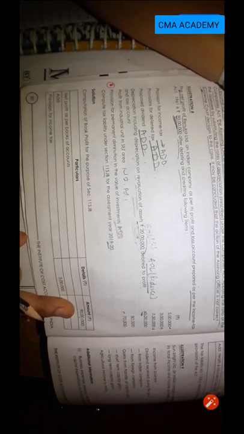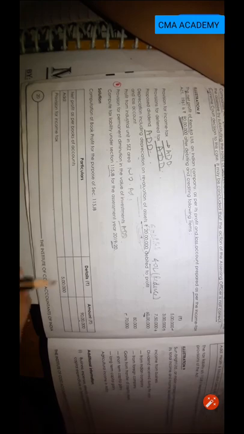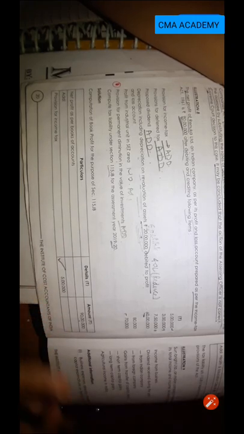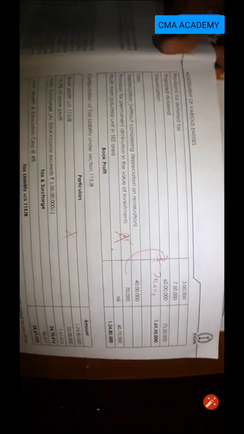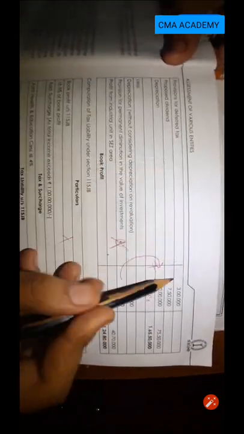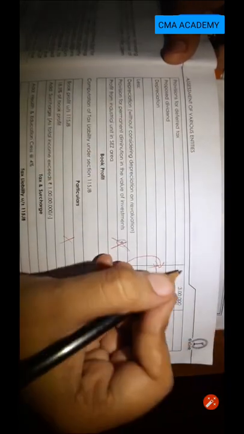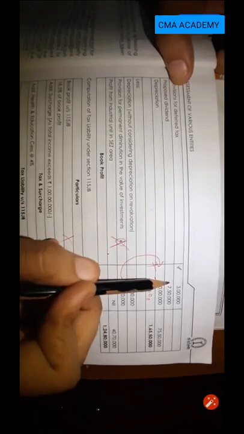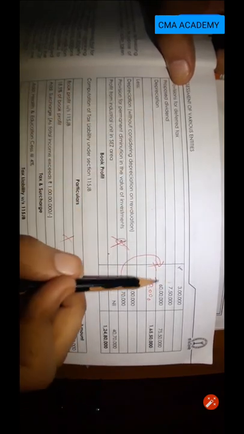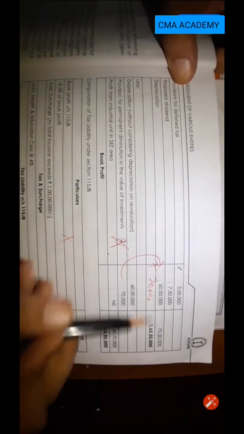The profit as per books of accounts is 90 lakh. Provision for income tax 5 lakh is added back. Provision for deferred tax 3 lakh is again added back. Proposed dividend is also added back. Depreciation 60 lakh is added back.